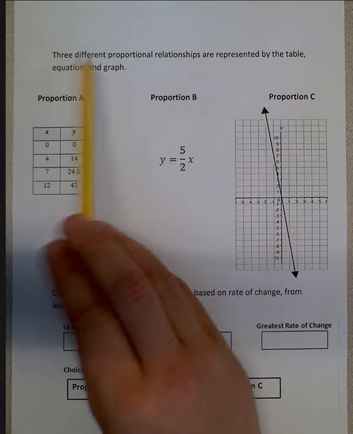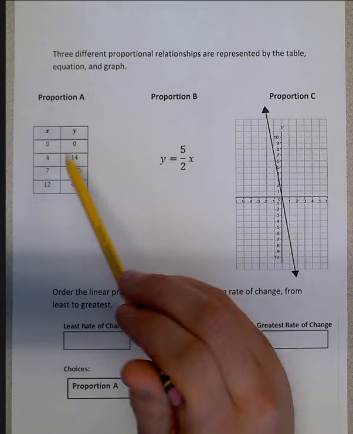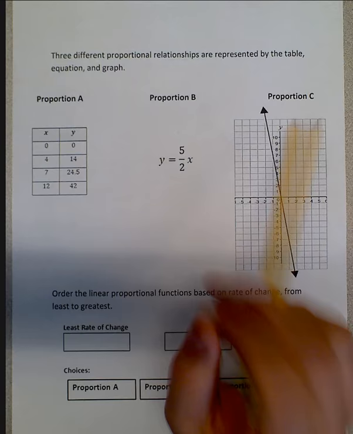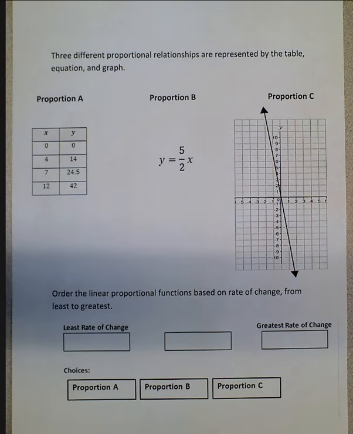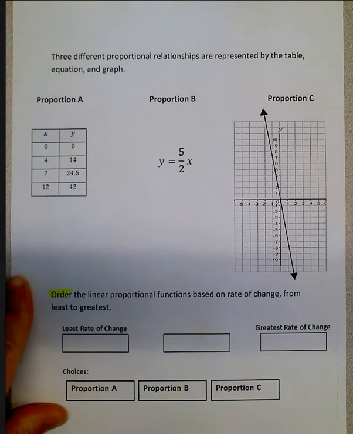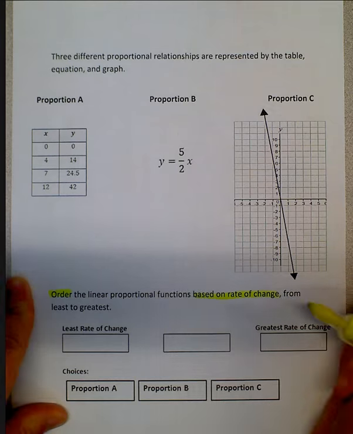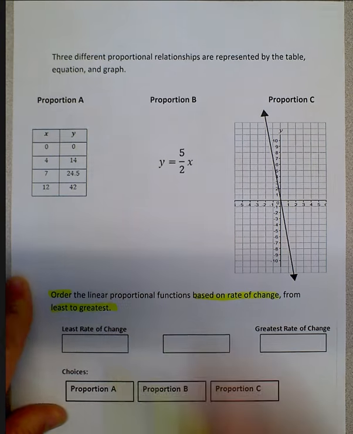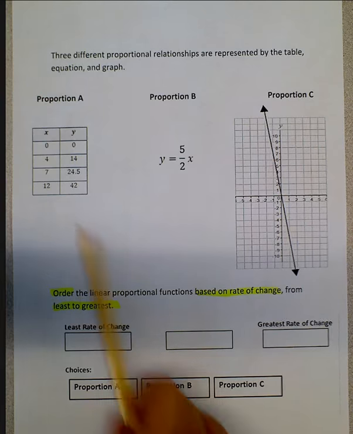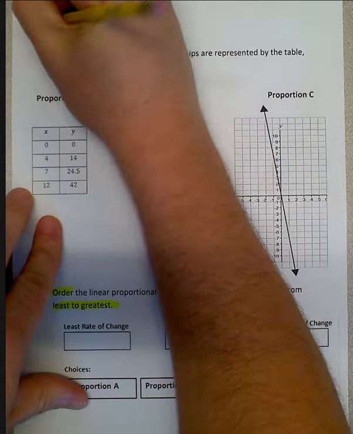Three different proportional relationships are represented by the table, equation, and graph A, B, C. And we want to order the linear proportional functions, so order these three, based on the rate of change from least to greatest. To answer this question, we need to know the rates of change from each of these three. If we don't know those, luckily we're going to go through a quick review video.